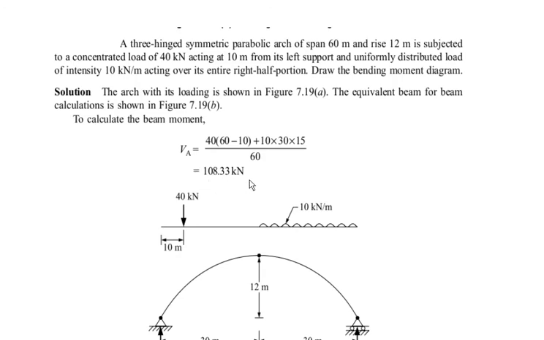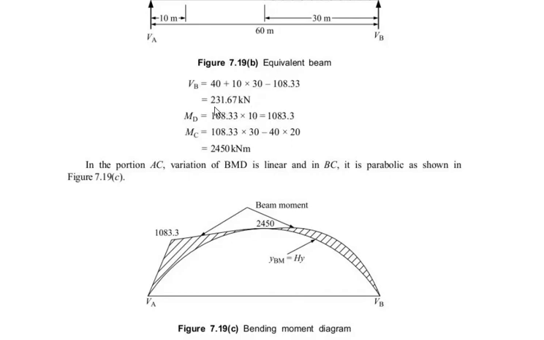So apply the equilibrium equations. I need not explain this again and again. You know already the calculation of VA and VB. So once you get the value of VA, we can calculate VB by using the equation VA plus VB is equal to 40 plus 10 into 30. So here the value of VA we are getting is 108.33 kilonewton and VB is equal to 231.67 kilonewton.